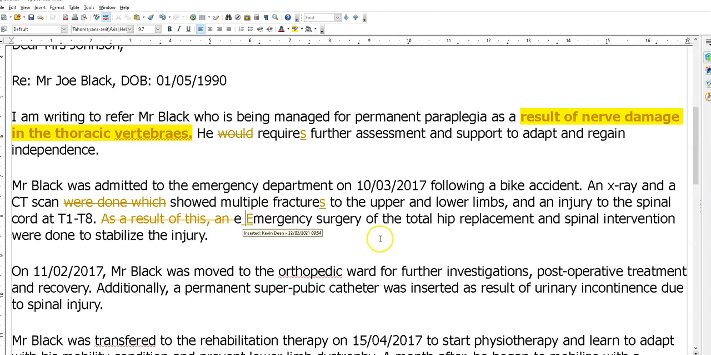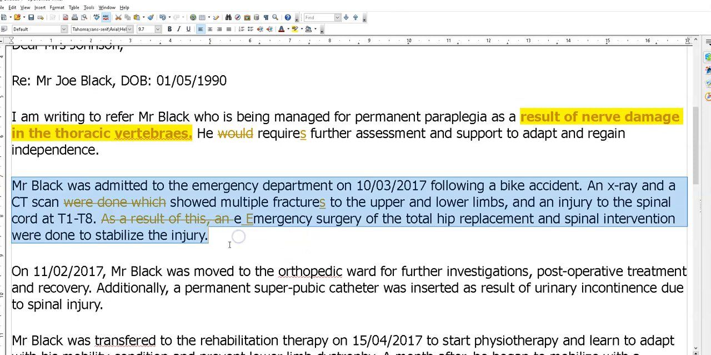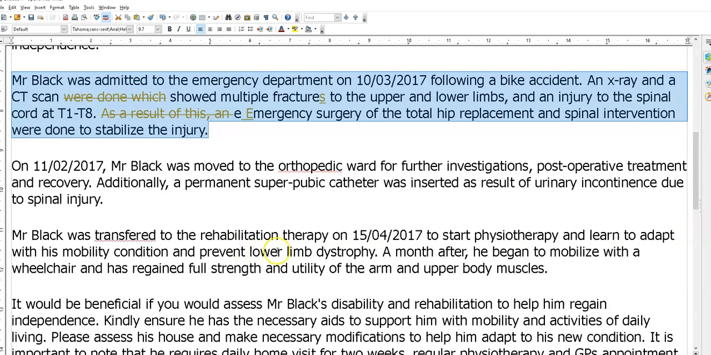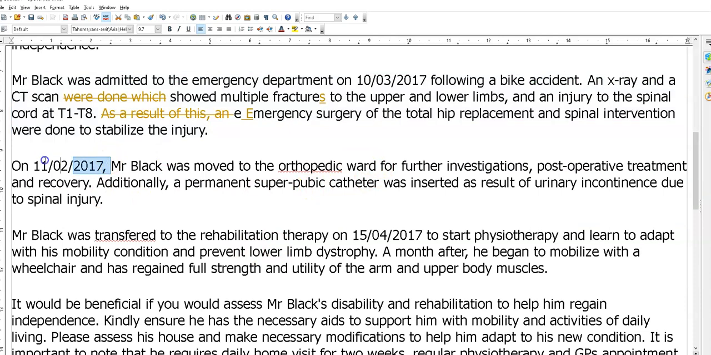Emergency surgery, total hip replacement, spinal intervention were done, stabilizing. So, I don't really need that. You can mention how long I was in the hospital, maybe, or when it was, but I don't need that. X-ray showed surgery, so you could probably condense that into a single sentence, right? A sentence or two. I don't need to know when he was moved to the orthopedic ward.